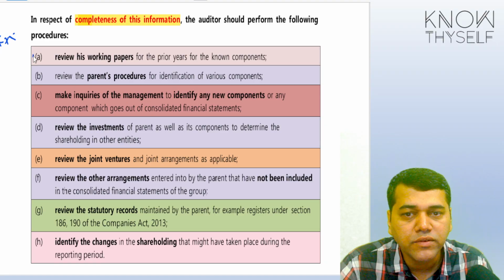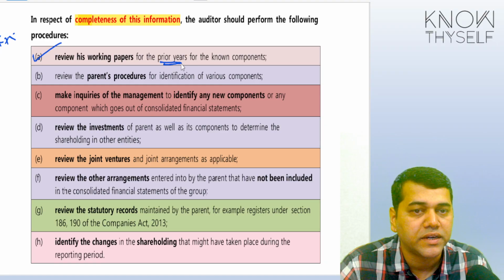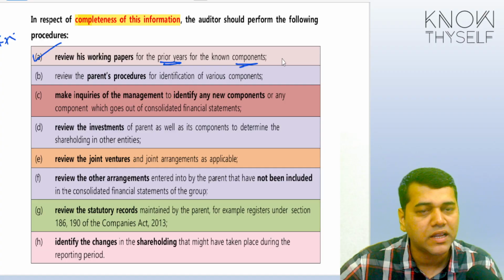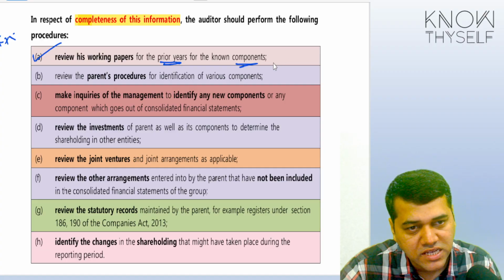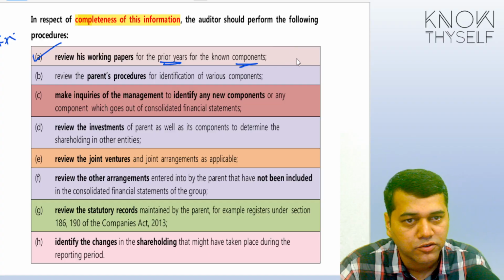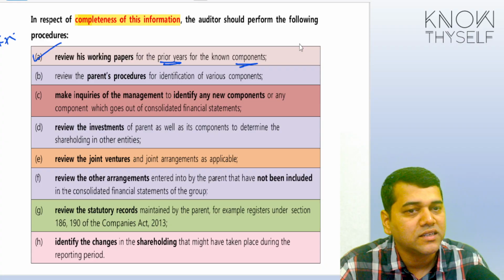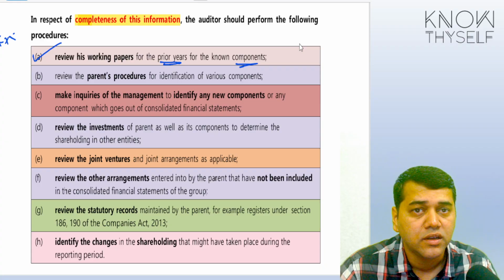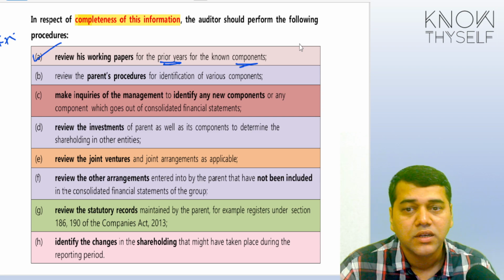Now, review the working papers for the prior periods for the known components. First of all, how do you know how many components are there? Check your last year audit report. Check your last year working papers. You must have made some notes there. These are all the consolidated subsidiaries. At least start from there. Ask questions to the management. Sir, why have you not consolidated this? Have you sold them during this year?